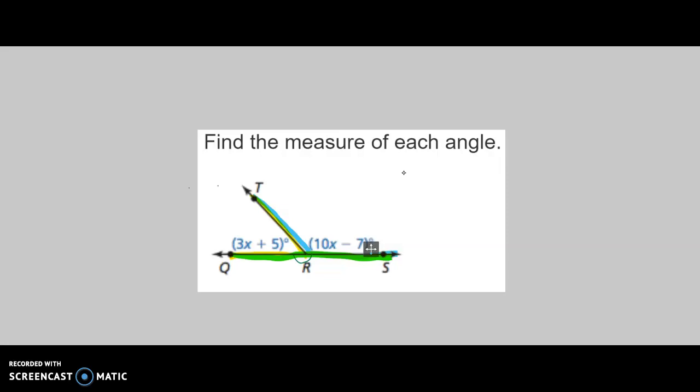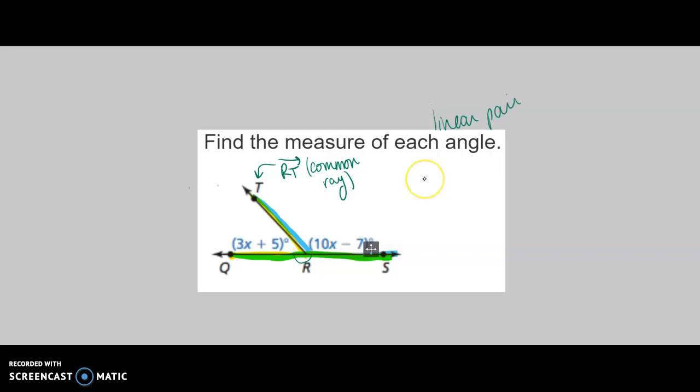They're not just supplementary. Supplementary would say that they don't have to be attached to each other, but as soon as they share a common ray, RT, and they add up to 180 degrees, then these are a linear pair.